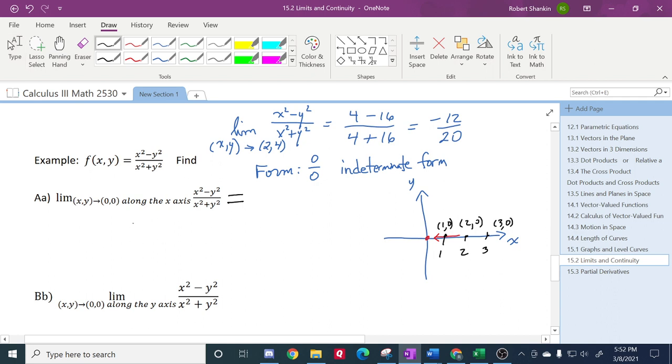All right. If we're approaching (0,0) along the x-axis, what must be true is y is 0. The y coordinate is 0.